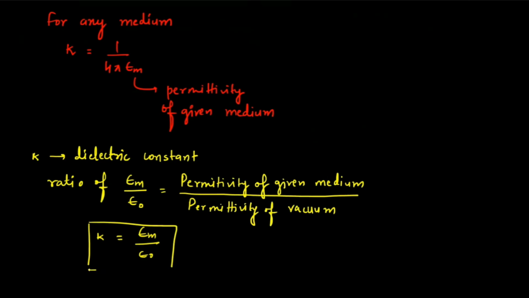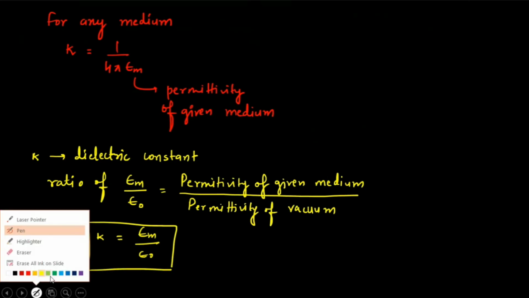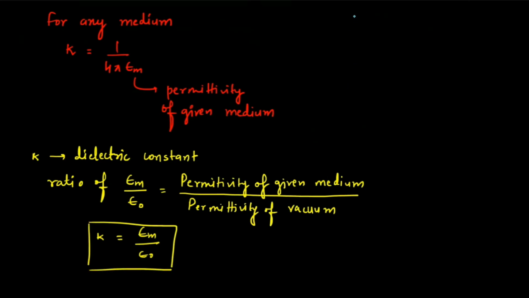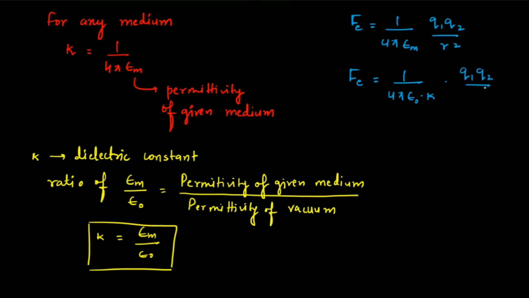For any other medium, the relation for force will change. Finally, we can say the electrostatic force will be 1 over 4 pi epsilon m times q1 q2 by r square. Now this epsilon m will be replaced, and in place of epsilon m we can write epsilon naught times the dielectric constant K. Again, it is a small k, it is basically a symbol.